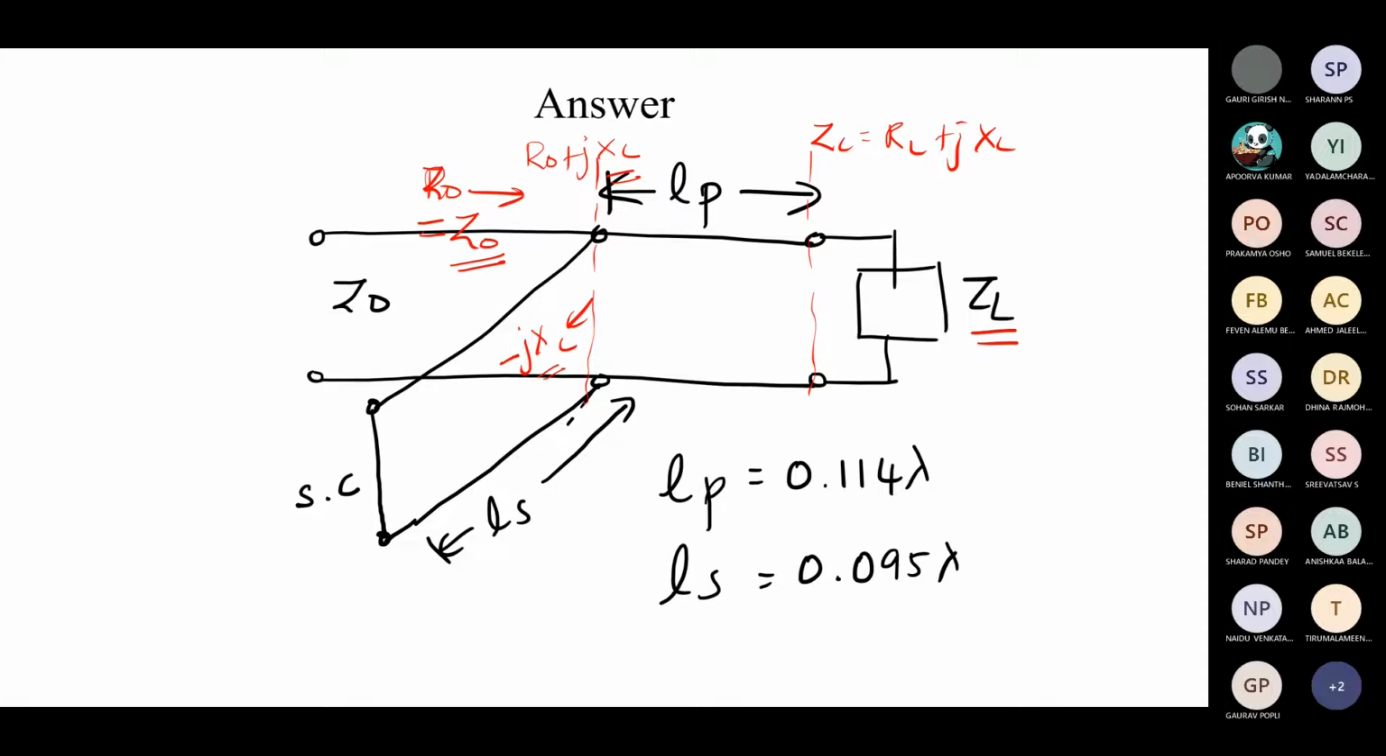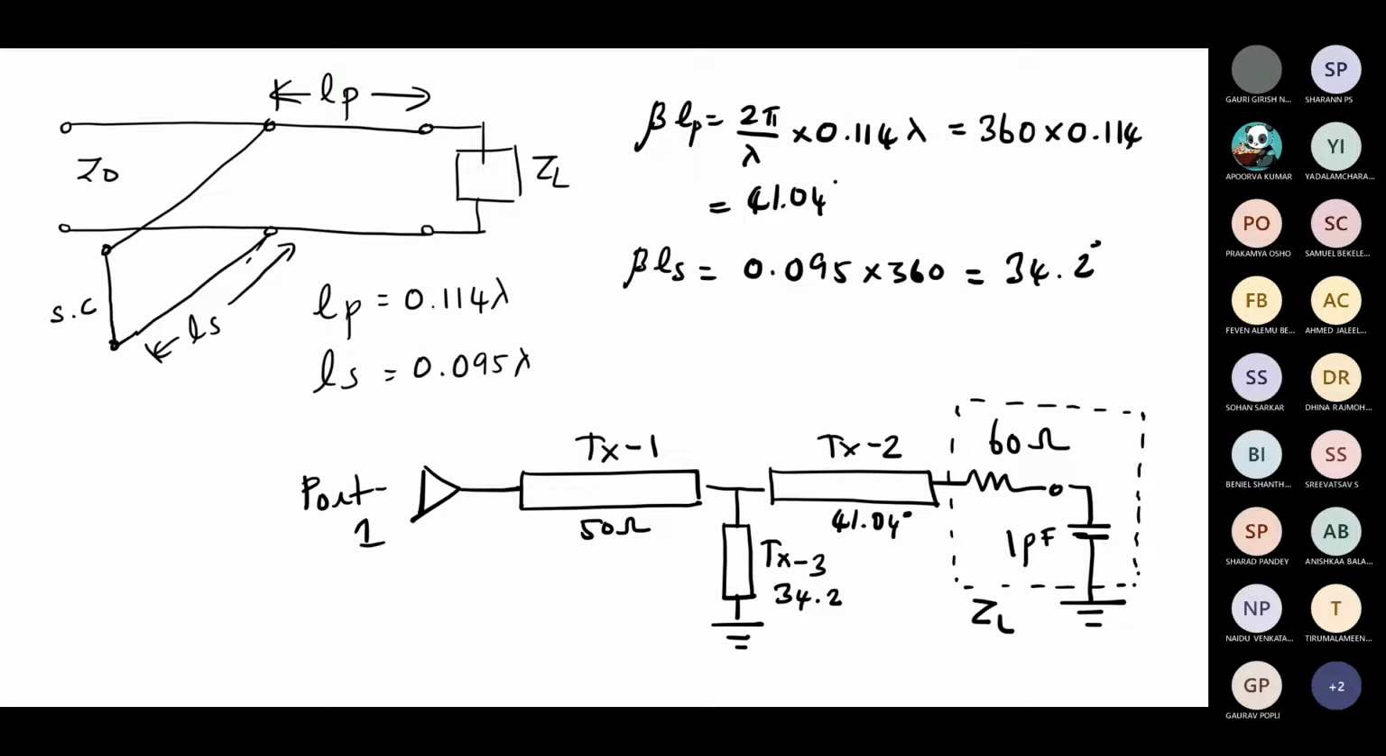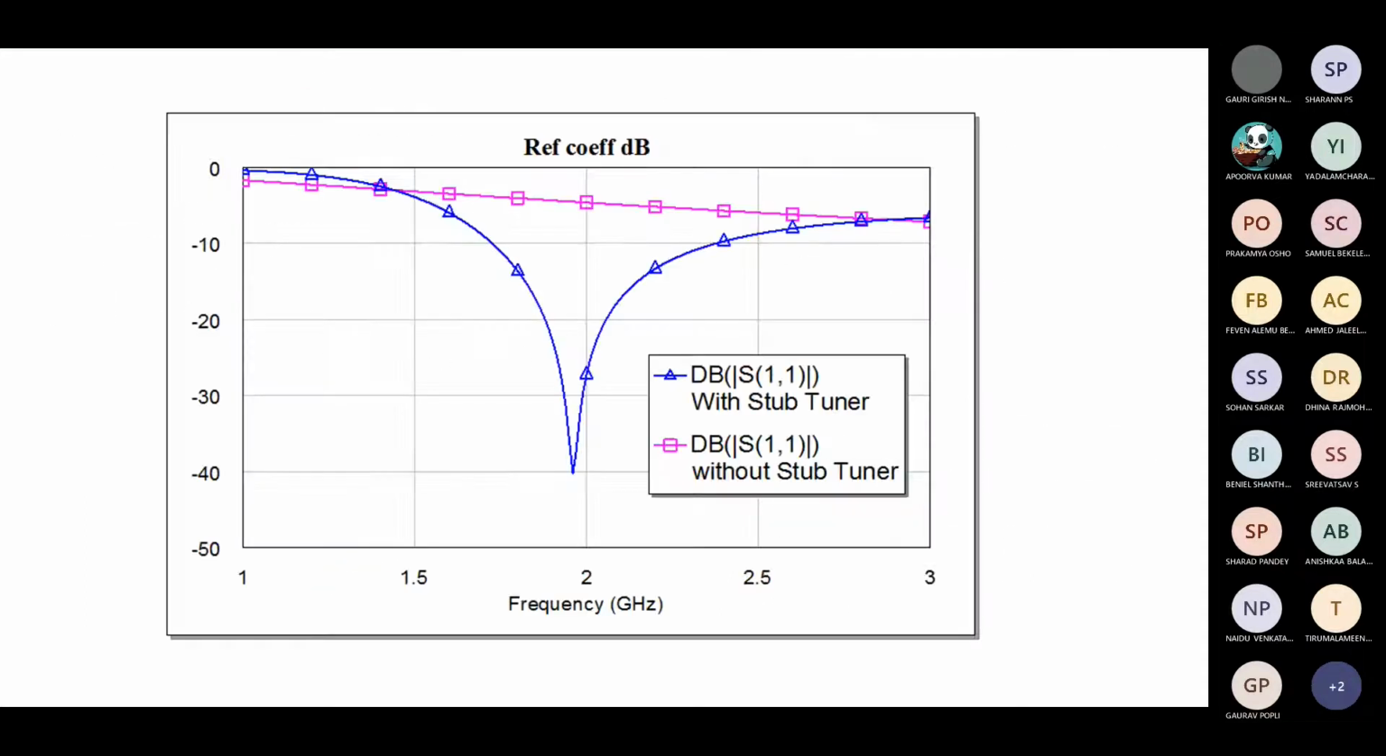So how to check whether it is matched or not? If you calculate the input reflection coefficient, you will get the value of 0. For this, I have done a simulation. This simulation I already told in the last class itself. I got the result. So this clearly tells that the reflection coefficient is, very sorry, approximately equal to 0.